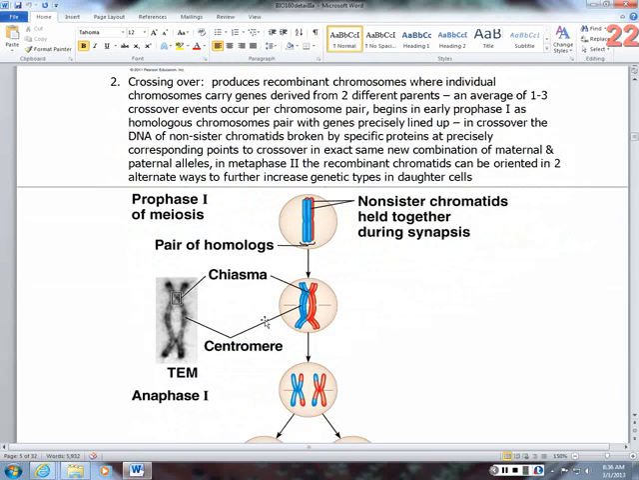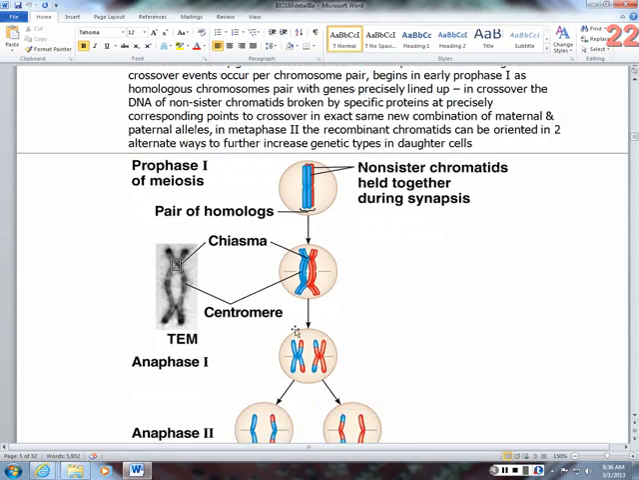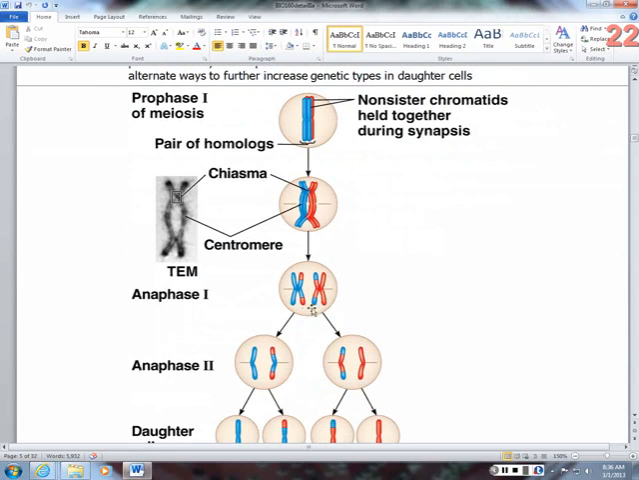So you can see where you've got the non-sister chromatids that are held together during synapsis, the chiasmata, these additional places where it attaches. And in anaphase 1, you can see where the little piece of blue and red switched. That's the result of crossing over. So it'd be an average of 1 to 3 times that will happen on each particular chromosome. So on here, it shows 2 on here, 2 on here.